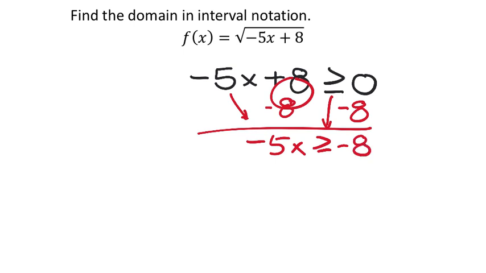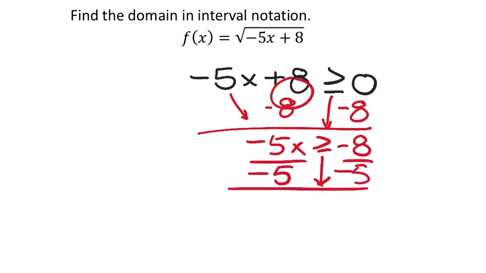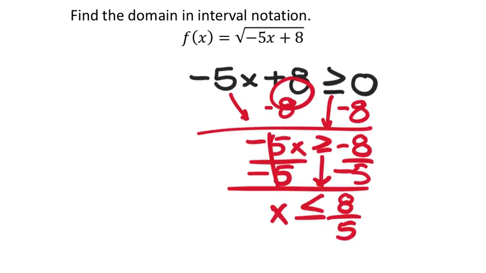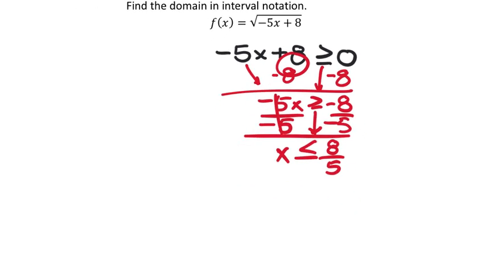Again, we subtracted, so that won't affect the inequality. But this next one will, because I'm now dividing both sides by negative 5 to make that a coefficient of phantom 1. So that's going to flip the inequality because I divided both sides by a negative. I now have 8/5. So x, as long as it could be equal to 8/5, but if it were less than 8/5, that would work too.